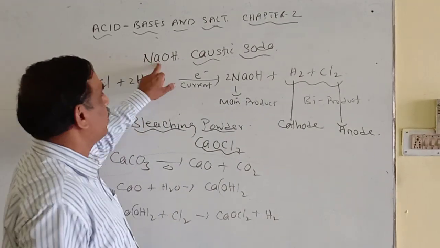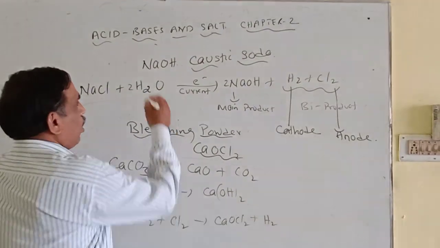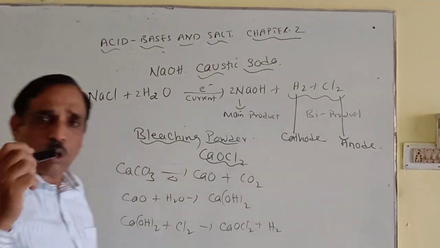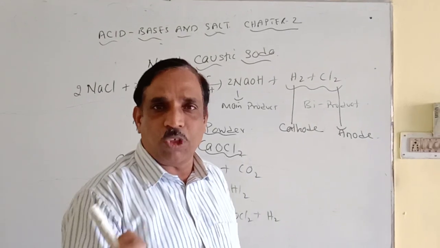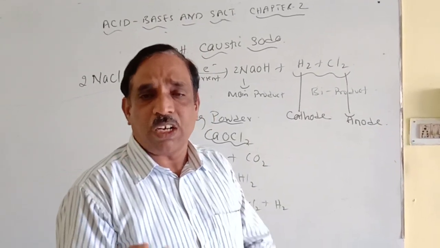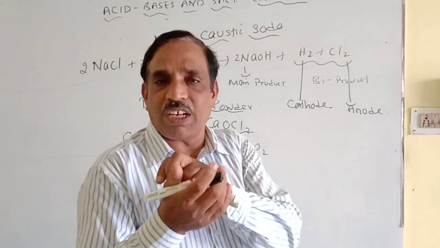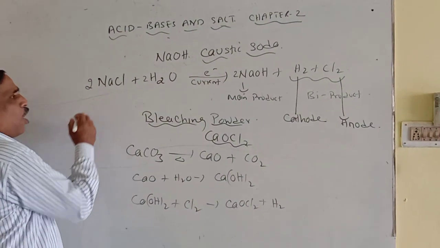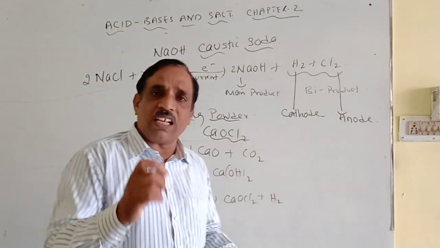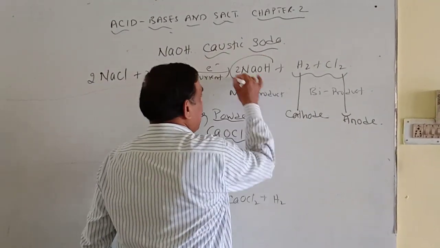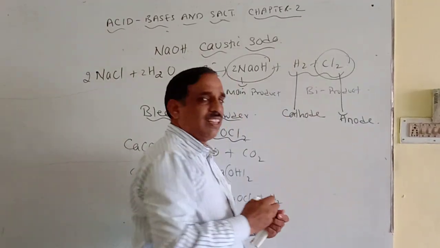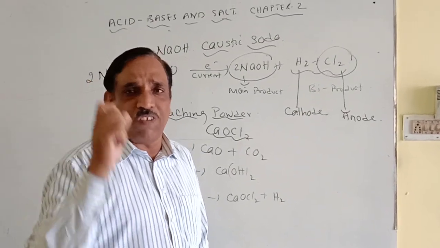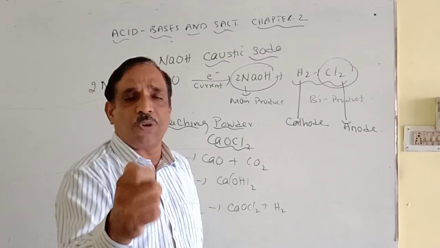Caustic soda is also known as sodium hydroxide, NaOH. It is called caustic soda because it has a caustic effect on our skin. If you put concentrated sodium hydroxide directly on the skin, it will cause severe damage to the skin. That's what is called caustic soda. It is prepared by the chlor-alkali process. It is called the chlor-alkali process because we get an alkali and we get chlorine in this. A process in which alkali and chlorine are prepared.